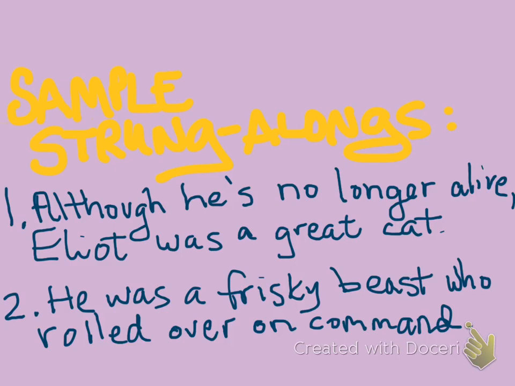So by adding that at the beginning, we have a strung along. If we added that after the subject, it would be periodic. So the periodic version would be Elliot, although he's no longer alive, was a great cat. But we have it at the beginning, and so it's strung along. You could also add that at the end, which would be another strung along. Elliot was a great cat, comma, although he's no longer alive. Sentence number 2, he was a frisky beast who rolled over on command. And so the first part, he was a frisky beast, that could be a complete sentence, that would be a basic statement, but with the who rolled over on command, we now have a strung along.